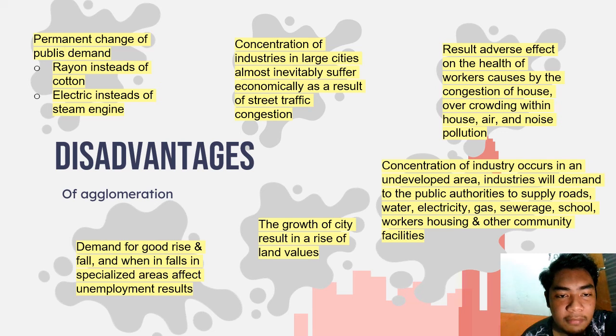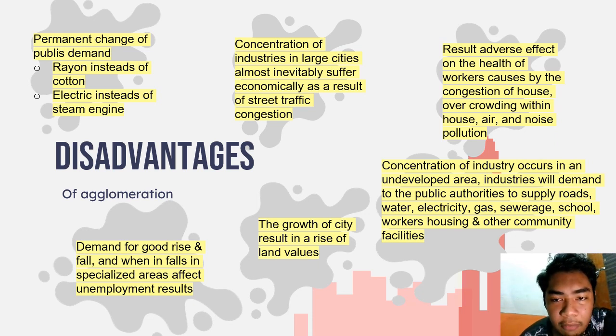However, agglomeration also has disadvantages. The first is permanent change of public demand, like rayon instead of cotton, electric instead of steam engine. The concentration of some industry in the same area will suffer because there is no more economic activity. The second one is concentration of industry in large cities, almost inevitably suffering economically as a result of street traffic congestion. The third one, agglomeration also results in adverse effects on the health of workers caused by the congestion of houses, overcrowding within houses, and air and noise pollution.